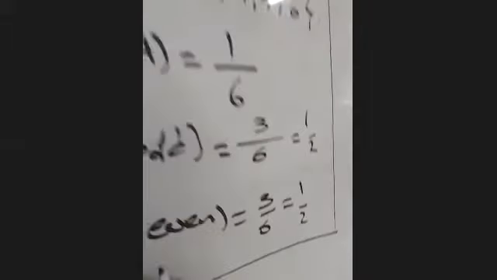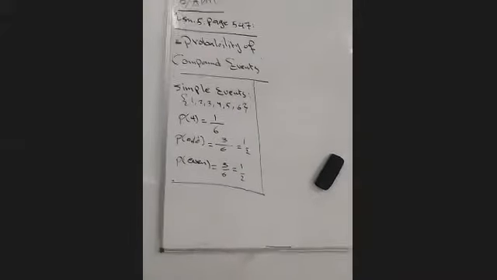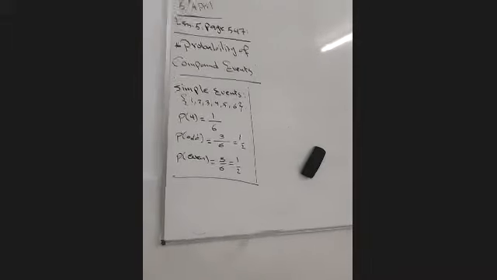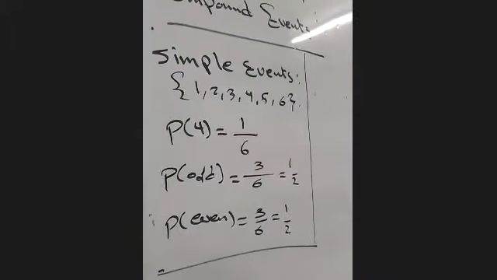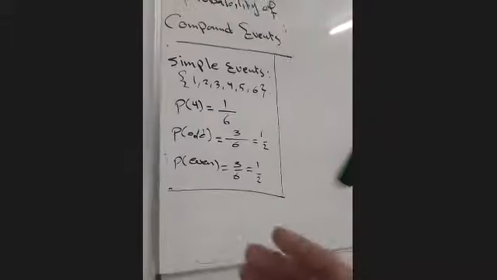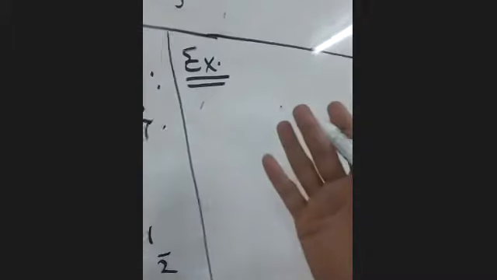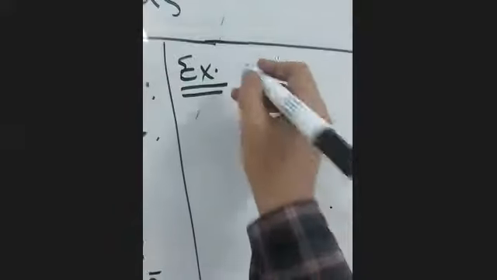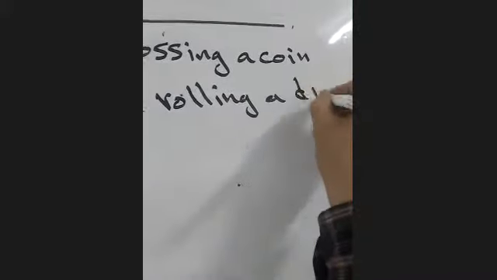Now, before we start finding the compound events, we have something we call compound experiments. Compound experiments means here I throw the dice once. I roll the dice once. This is one experiment. But if I tell you the following experiment: tossing a coin and rolling a dice. So here I have two experiments, not one.